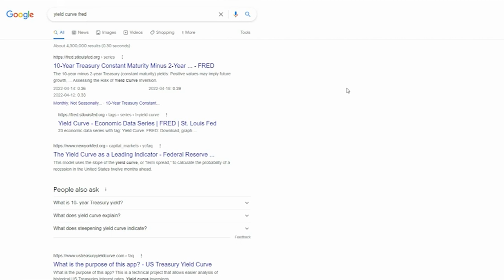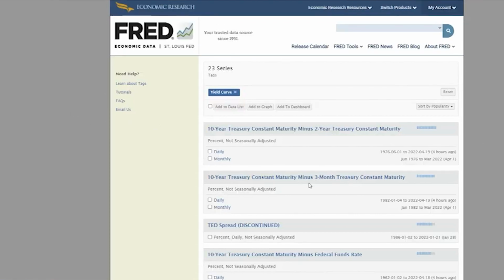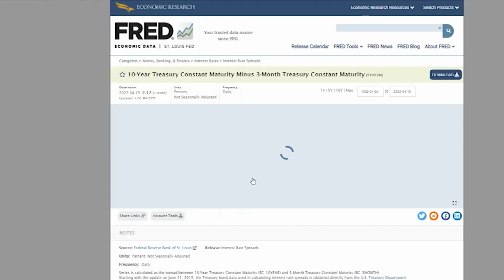The first step is to go to Google, which is everywhere and knows everything, and put in the words yield curve FRED. And that will take you to a page of the Federal Reserve Economic Database, and you will have 23 choices of the yield curve. The one you've got to pick is the second one, which is 10-year Treasury constant maturity minus 3-month Treasury constant maturity.